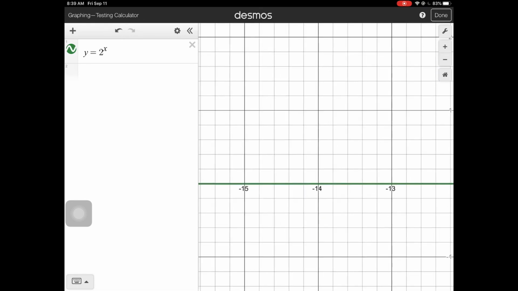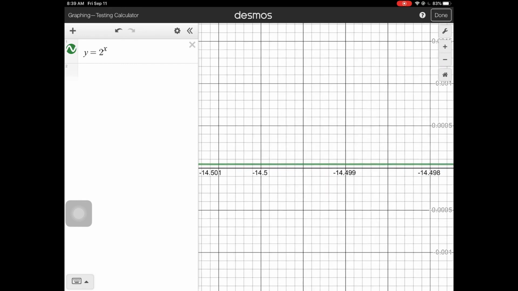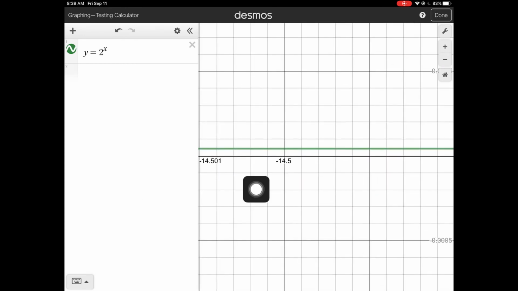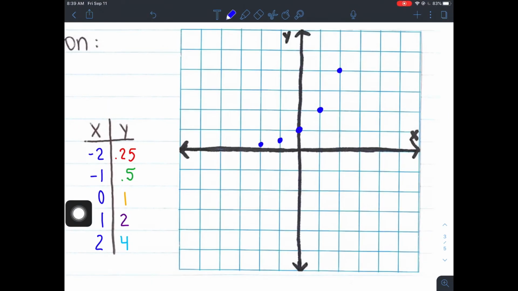Well, I'm going to zoom in, and I want you to notice something. I'm going to keep zooming in. It never touches. Look here. It never touches the x-axis, which is right here. So it gets super, super close infinitely, forever. It gets really, really close, but it never actually touches.